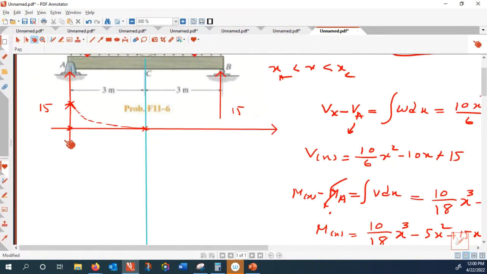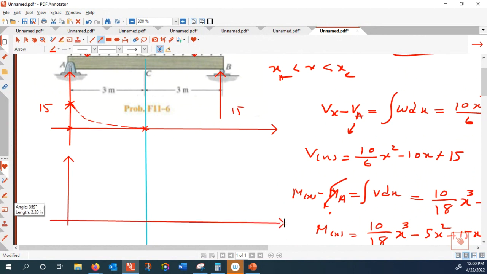So it means we have a cubic which starts from 0 and goes to 15. I'm not sure if that goes this way or that way. Yeah, that we have to check. This is 15.